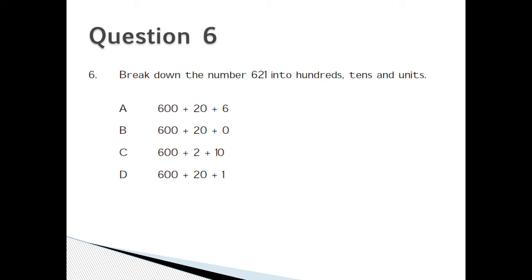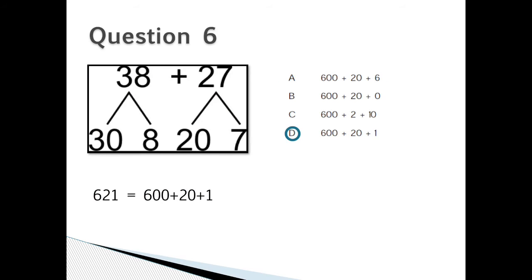Question 6. Break down the number 621 into hundreds, tens, and units. Is it A, 600 plus 20 plus 6, B, 600 plus 20 plus 0, C, 600 plus 2 plus 10, or D, 600 plus 20 plus 1? 38 broken into its place values will be 3 tens, 30, and 8 units, 8. And 27 broken up into its place value will be 2 tens, which is 20, and 7 units, which is 7. 621 is equal to D, 600 plus 20 plus 1.